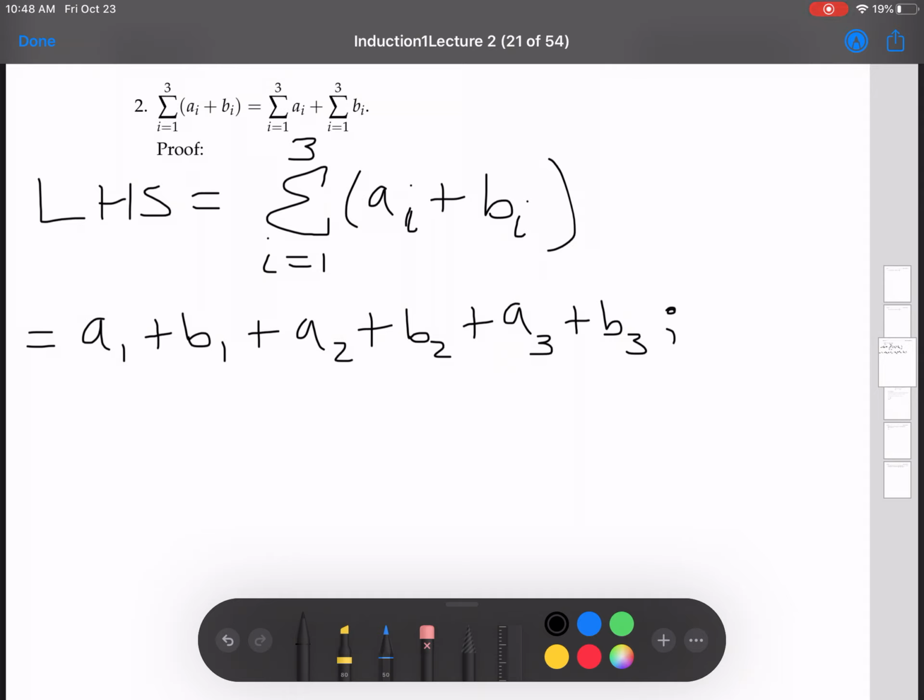So I'll put a little semicolon there and I'll provide a justification why I was able to make that step here. This is really just the definition of this notation. Okay, so that's my justification.